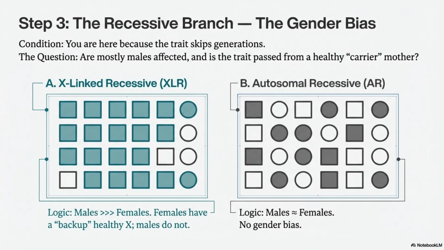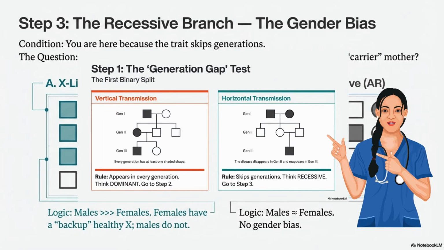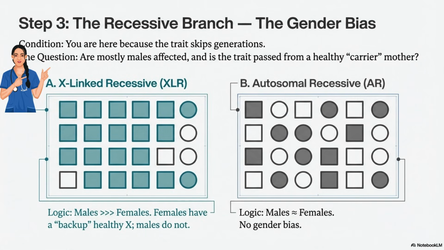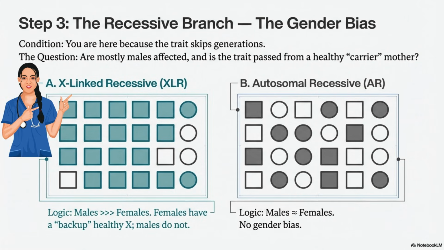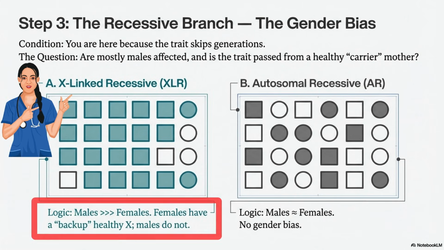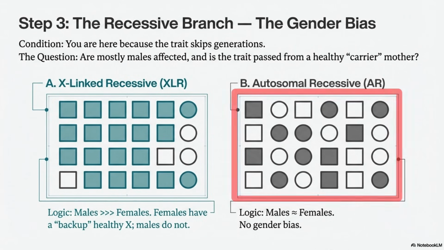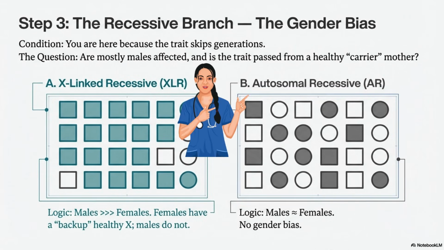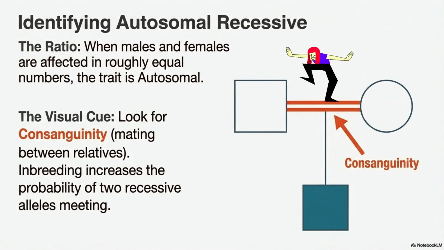The logic here is, male-to-male transmission is the gold standard proof that it is not X-linked. Step 3. The recessive branch. If you decided in your step 1 that it is recessive, then ask this question. Are mostly males affected, and is it passed from a healthy carrier mother? If the answer is yes, diagnosis is X-linked recessive. Logic here is, females have a backup X, males don't. If the answer is no, then males and females are roughly equal. The diagnosis is autosomal recessive. Look for consanguinity, the double lines between parents.